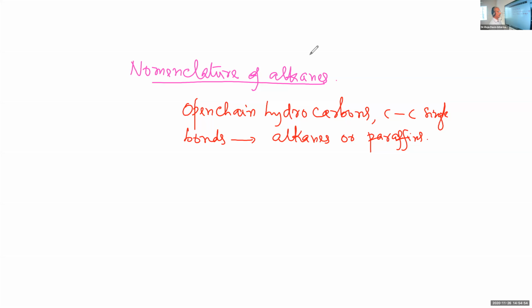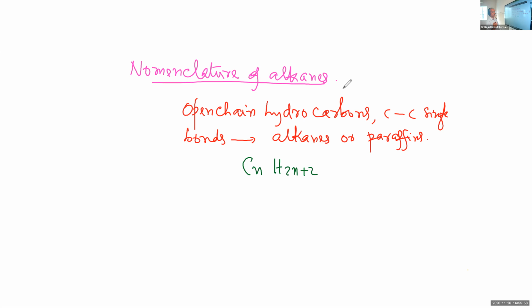There is another heading, hydrocarbons. Now let us begin with the nomenclature, the naming of alkanes. The simple compounds with carbon atom number 1, 2, 3, 4, up to 4 have common names or trivial names. As you know, the general formula of alkanes is CnH2n+2, where n is the number of carbon atoms. We'll study this again under the heading hydrocarbons. So open chain or aliphatic hydrocarbons with carbon-carbon single bonds, or saturated hydrocarbons with the general formula CnH2n+2, are called alkanes or paraffins.